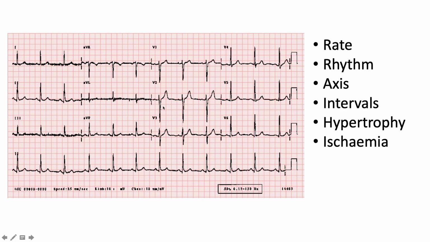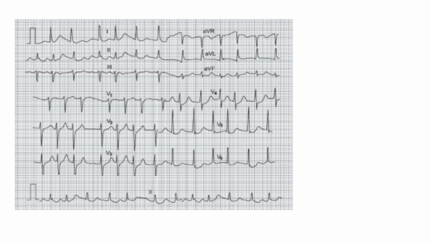And is there any P pulmonale or P mitrale? No. Is there any ischemia? These ST segments look pretty good to me, and there's no T wave inversion or ST depression or Q waves. This, my friends, is a normal ECG trace. Well done, well done, and well done.